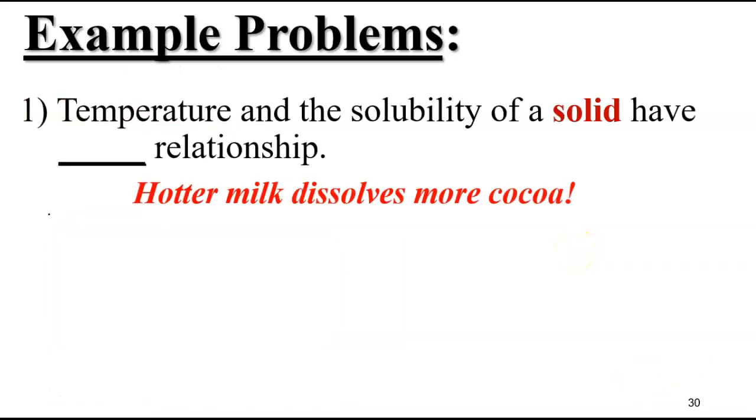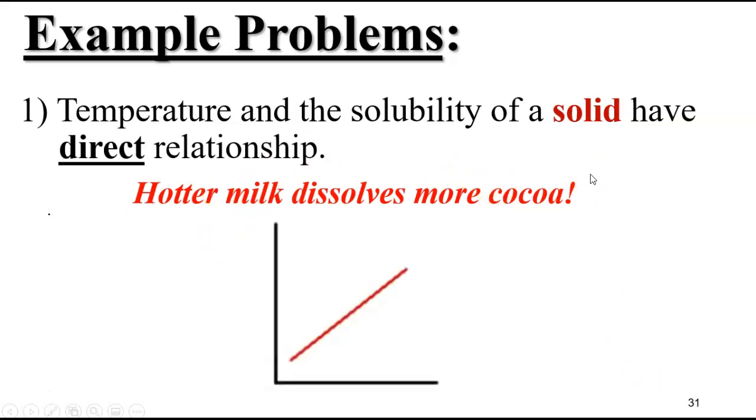So here we go. Our example problems on the top of the next page. It says temperature and the solubility of solids have a blank relationship. So we're looking for inverse or direct as your choices. Okay, so let's look at this. Hot milk dissolves more cocoa. So if I have higher temperature, I have higher dissolving, which is a direct relationship. They go up together and down together. Okay, direct relationship between temperature and dissolving.